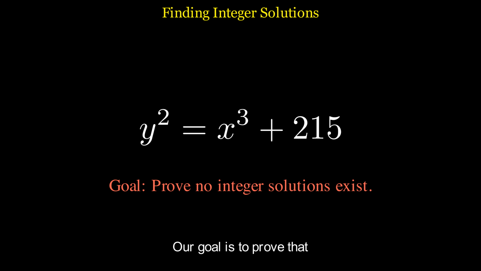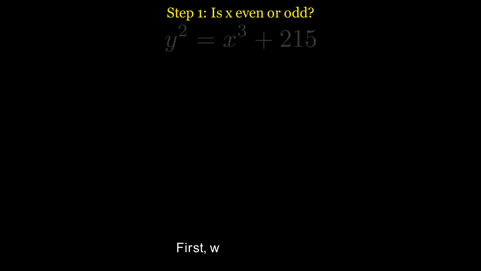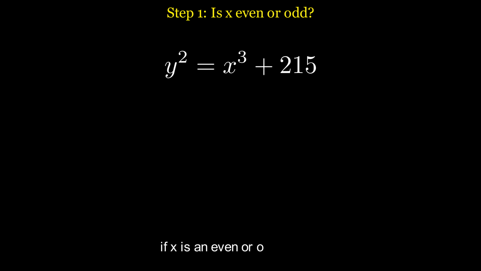Our goal is to prove that absolutely zero integer solutions exist. To do that, we need to show that this equation contradicts itself mathematically. Let's analyze it step by step using modular arithmetic. First, we need to know if x is an even or odd integer. Let's check the behavior of the equation modulo 8.